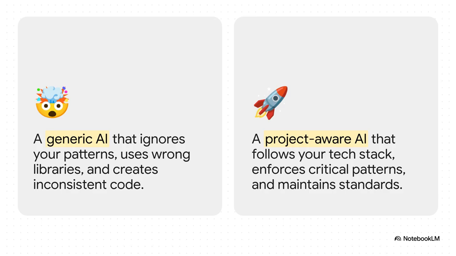On the one hand, you've got a generic assistant that kind of just throws code at the wall. And on the other, you have a specialist, a partner that actually understands your project's DNA. It's the difference between chaos and acceleration. So let's dive into how we make that happen.